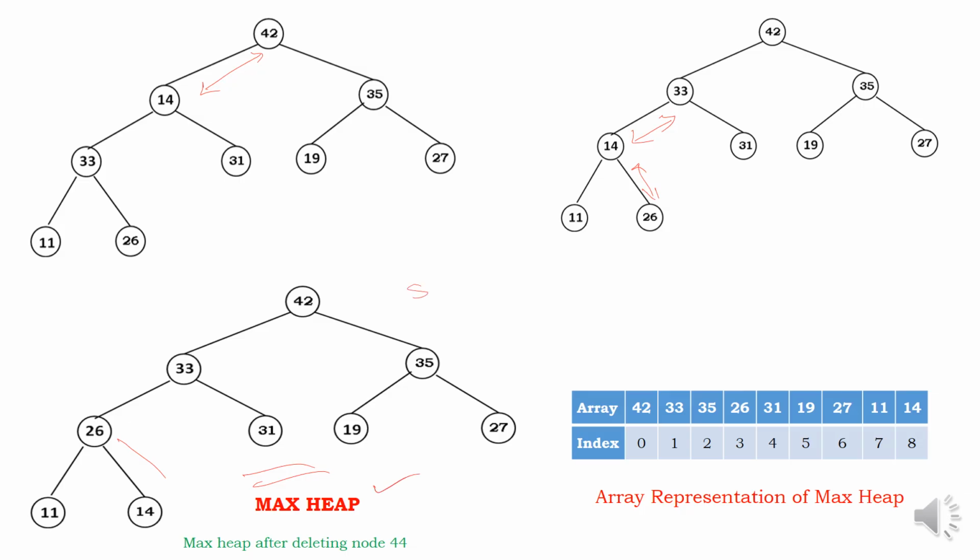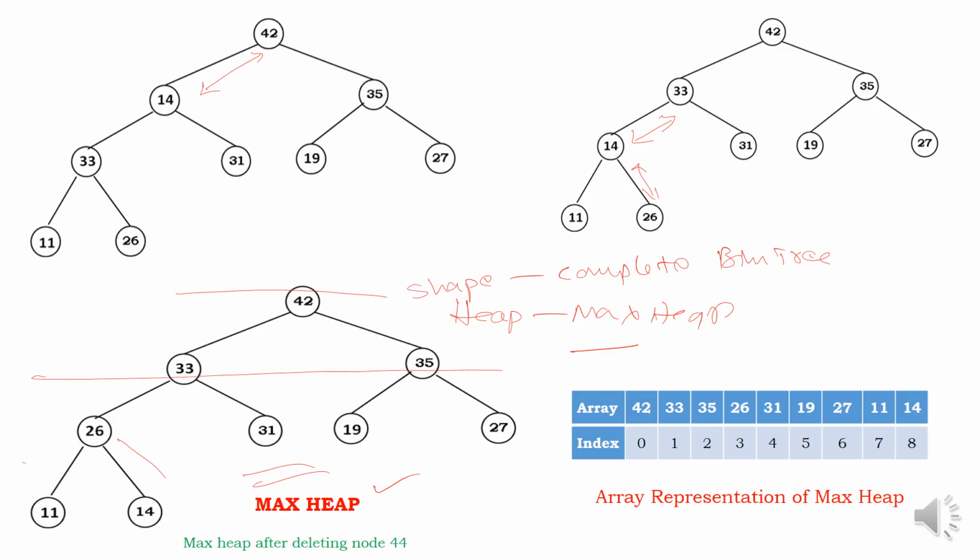It is satisfying shape property. Shape is a complete binary tree, and heap is max heap. Shape complete binary means level by level it is filling: first level, second level, third level, fourth level, level 0, level 1, level 2, level 3. Every time the elements are filled from left to right. See, first level completely filled, second level completely filled, third level completely filled, fourth level elements are filled from left to right. Yes, so it is satisfying shape property.